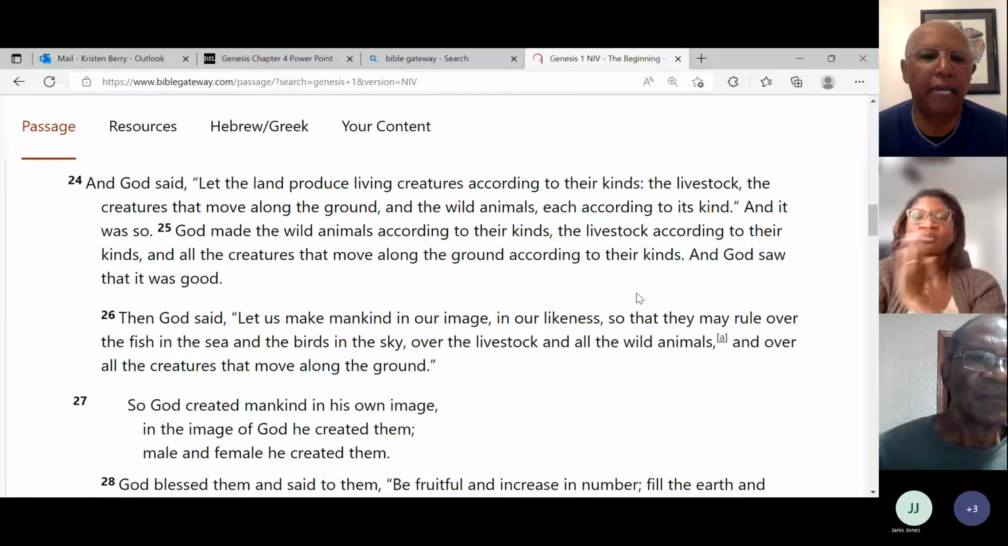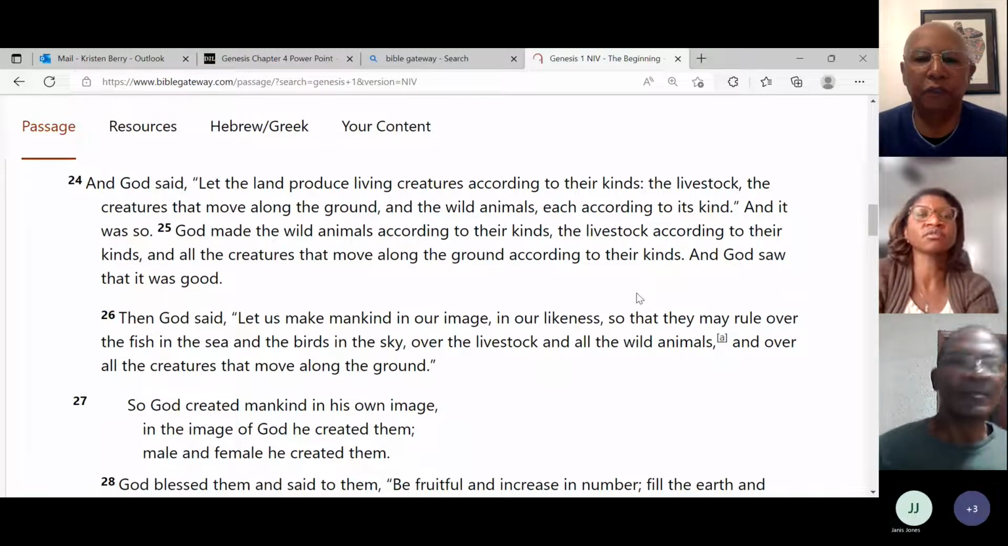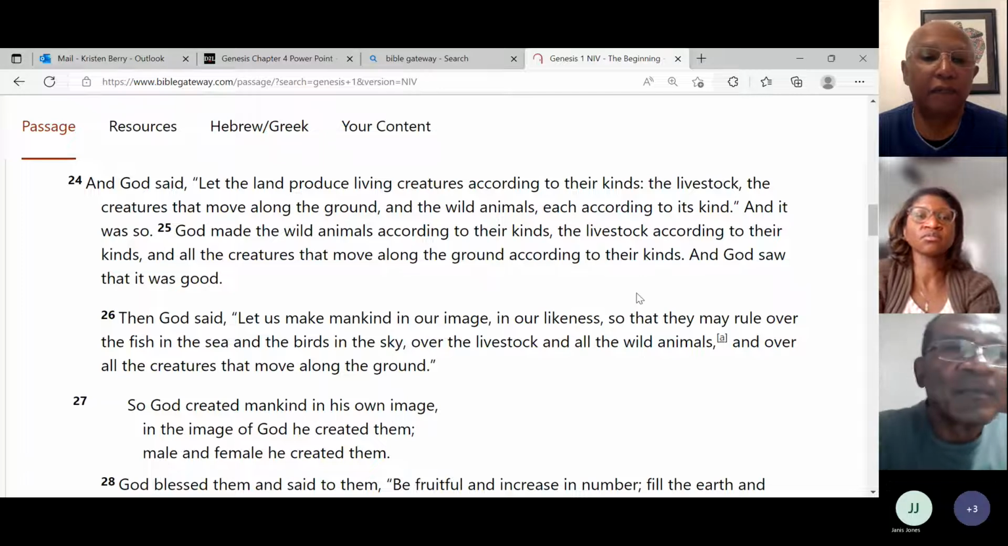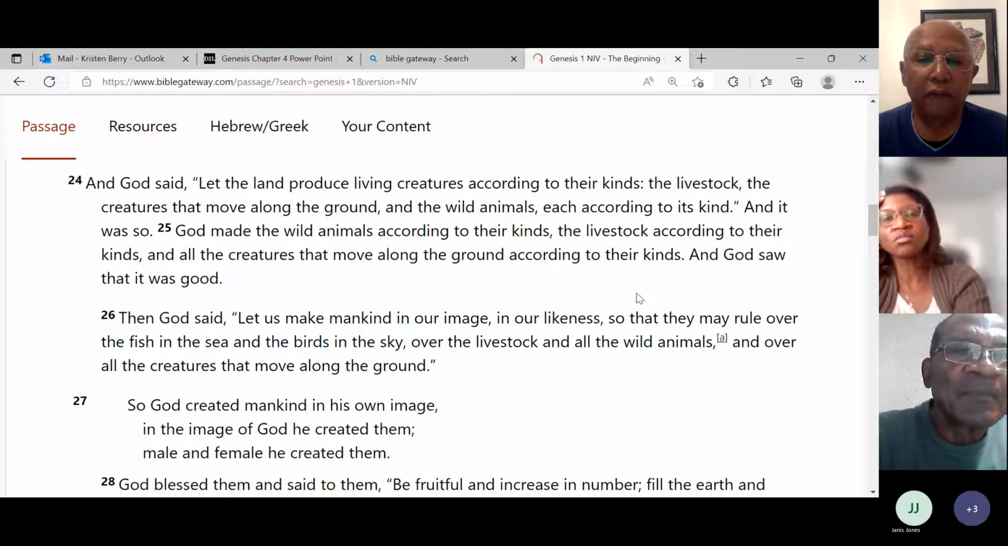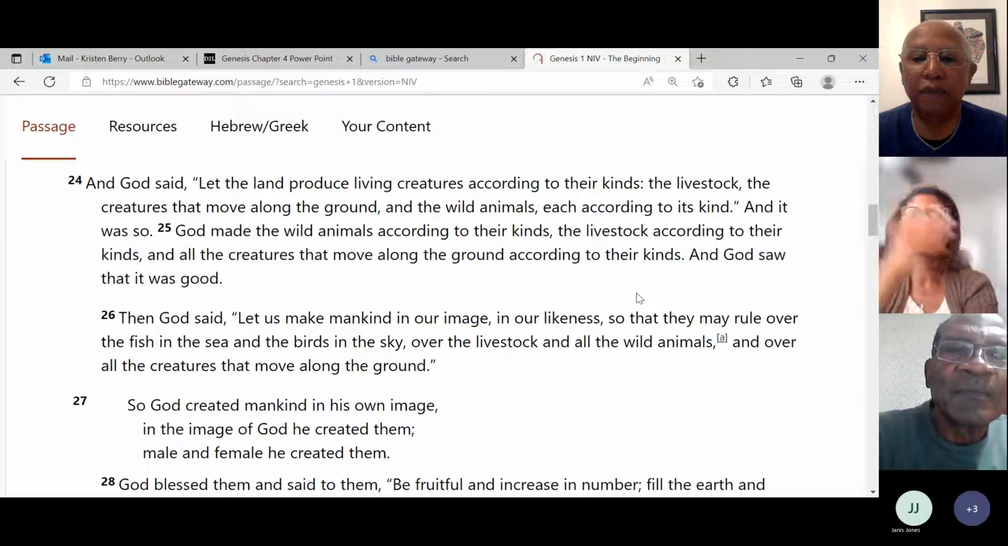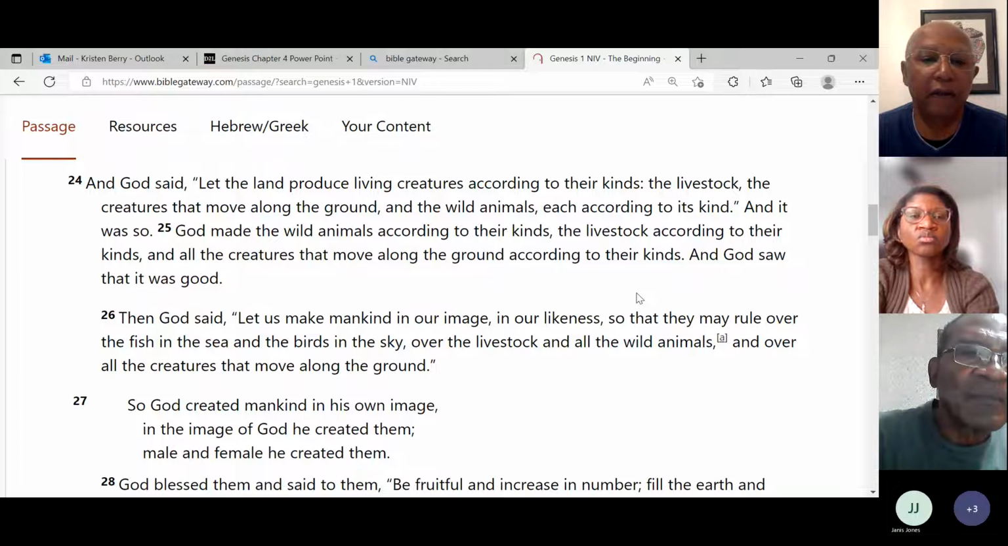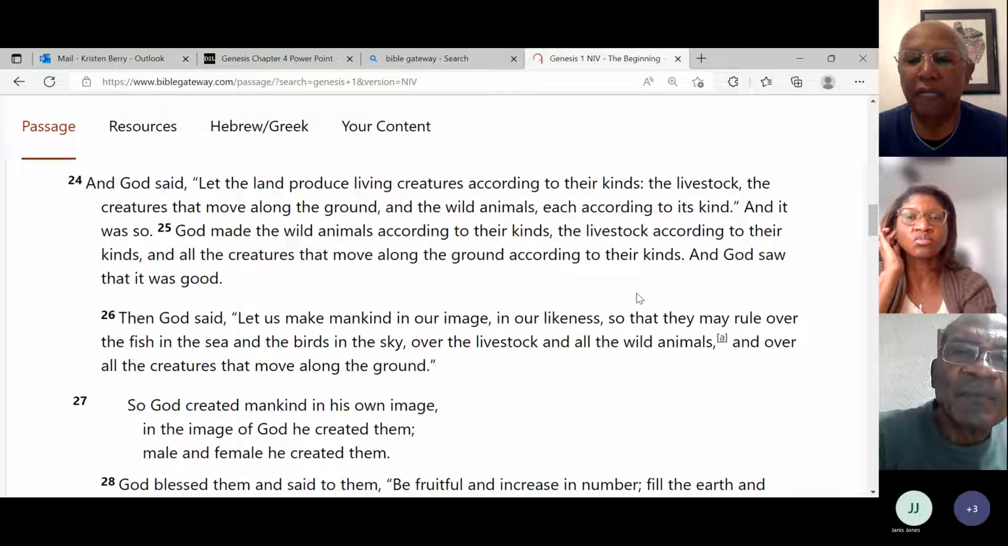Okay. And God said, "Let the land produce living creatures according to their kinds, the livestock, the creatures that move along the ground, and the wild animals, each according to its kind." And it was so. God made the wild animals according to their kinds, the livestock according to their kinds, and all the creatures that moved along the ground according to their kinds. And God saw that it was good.